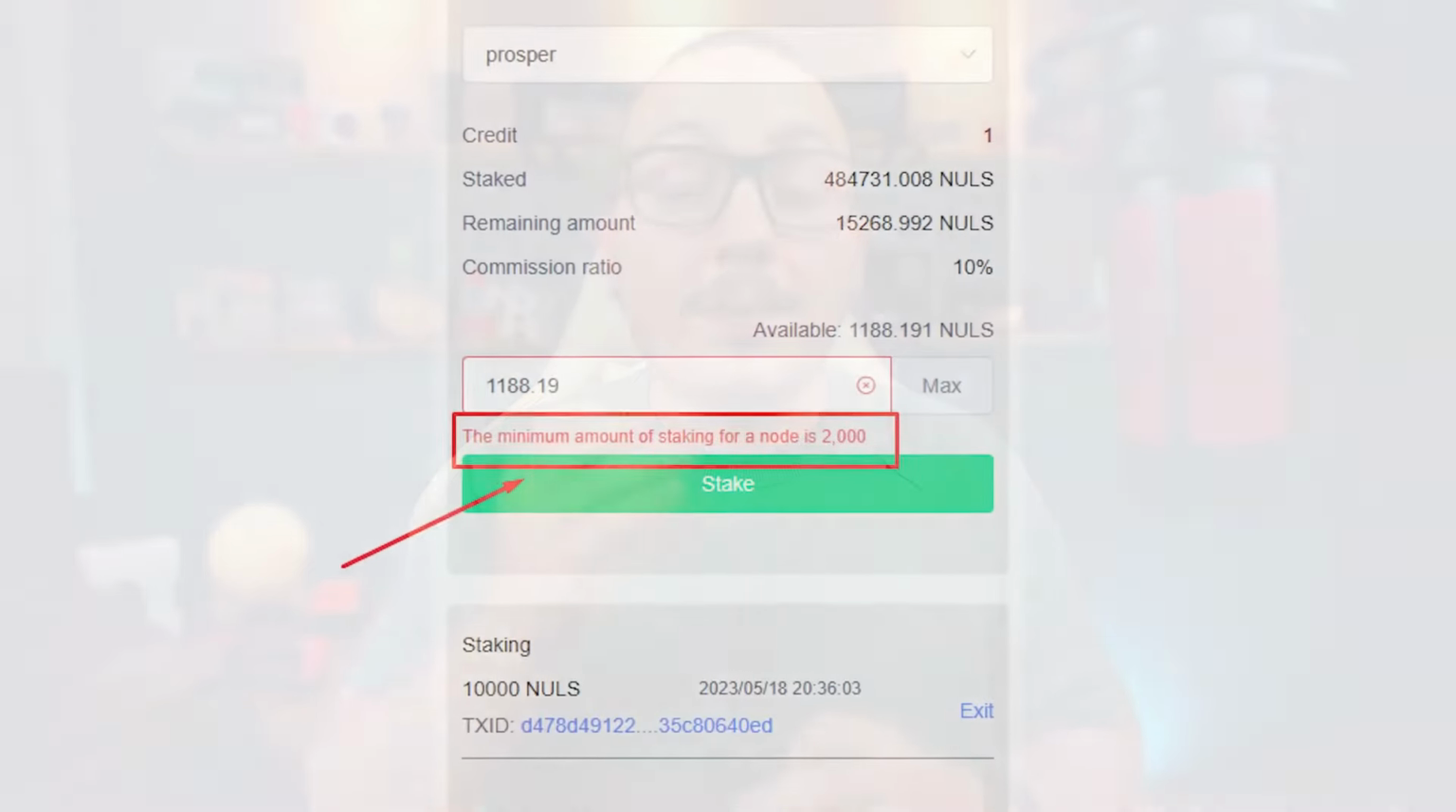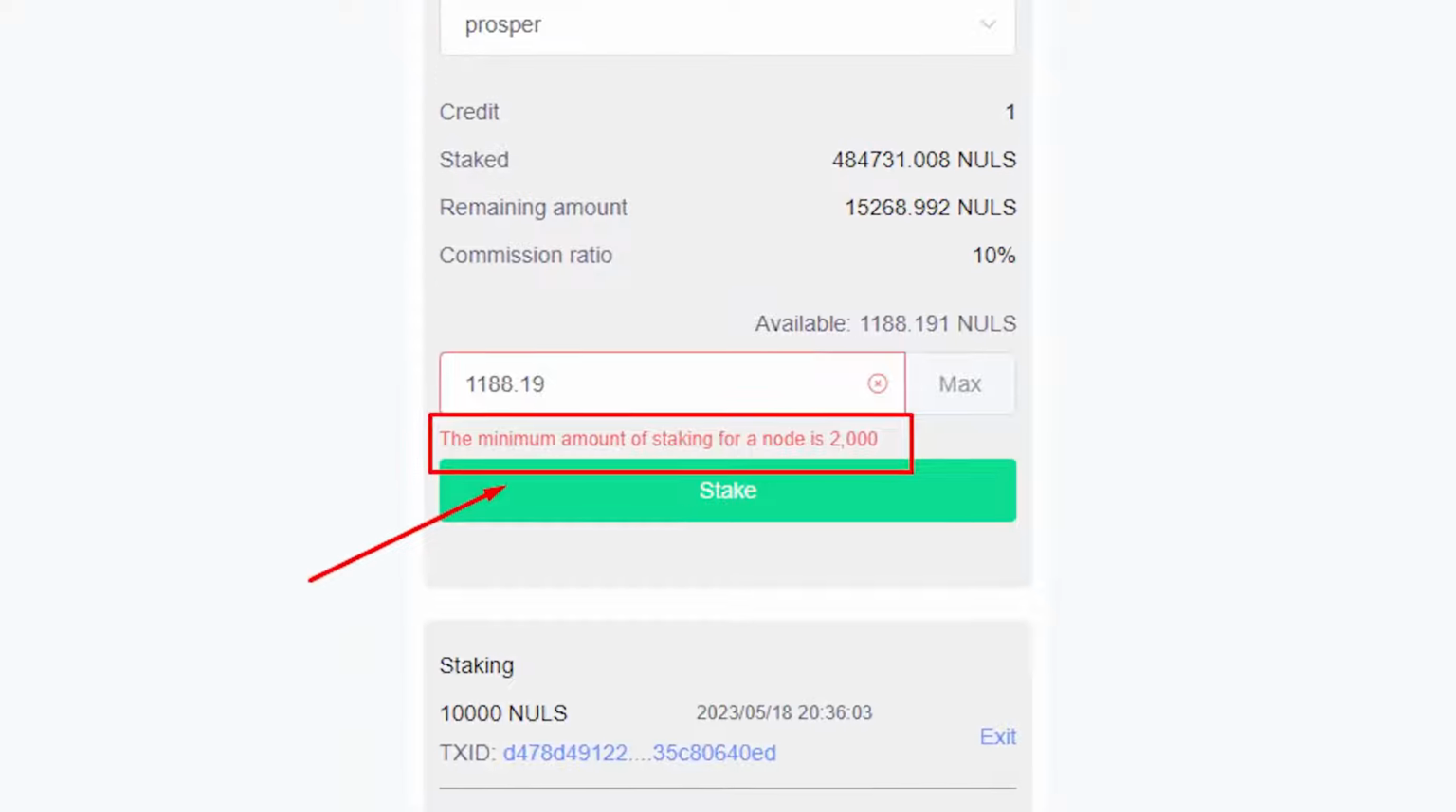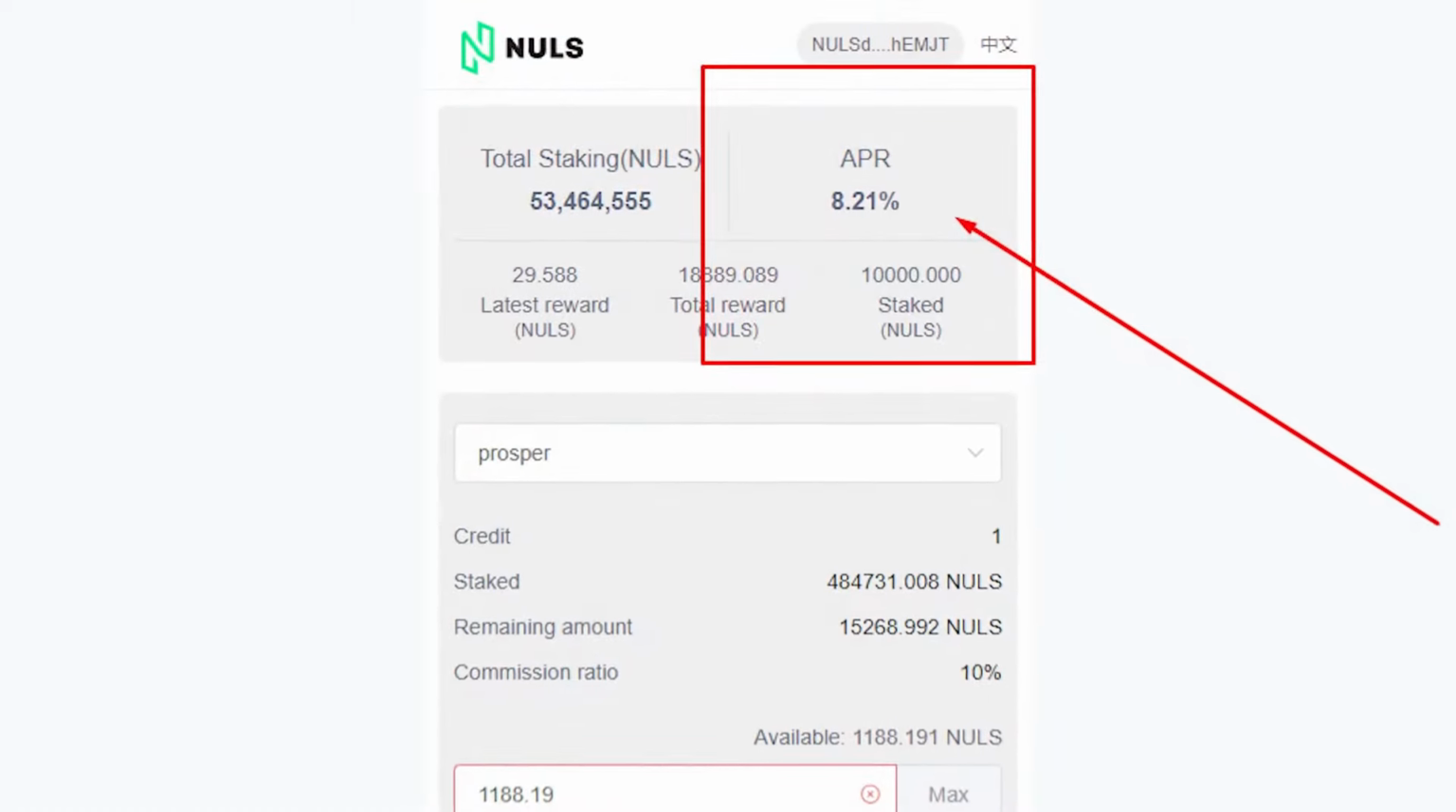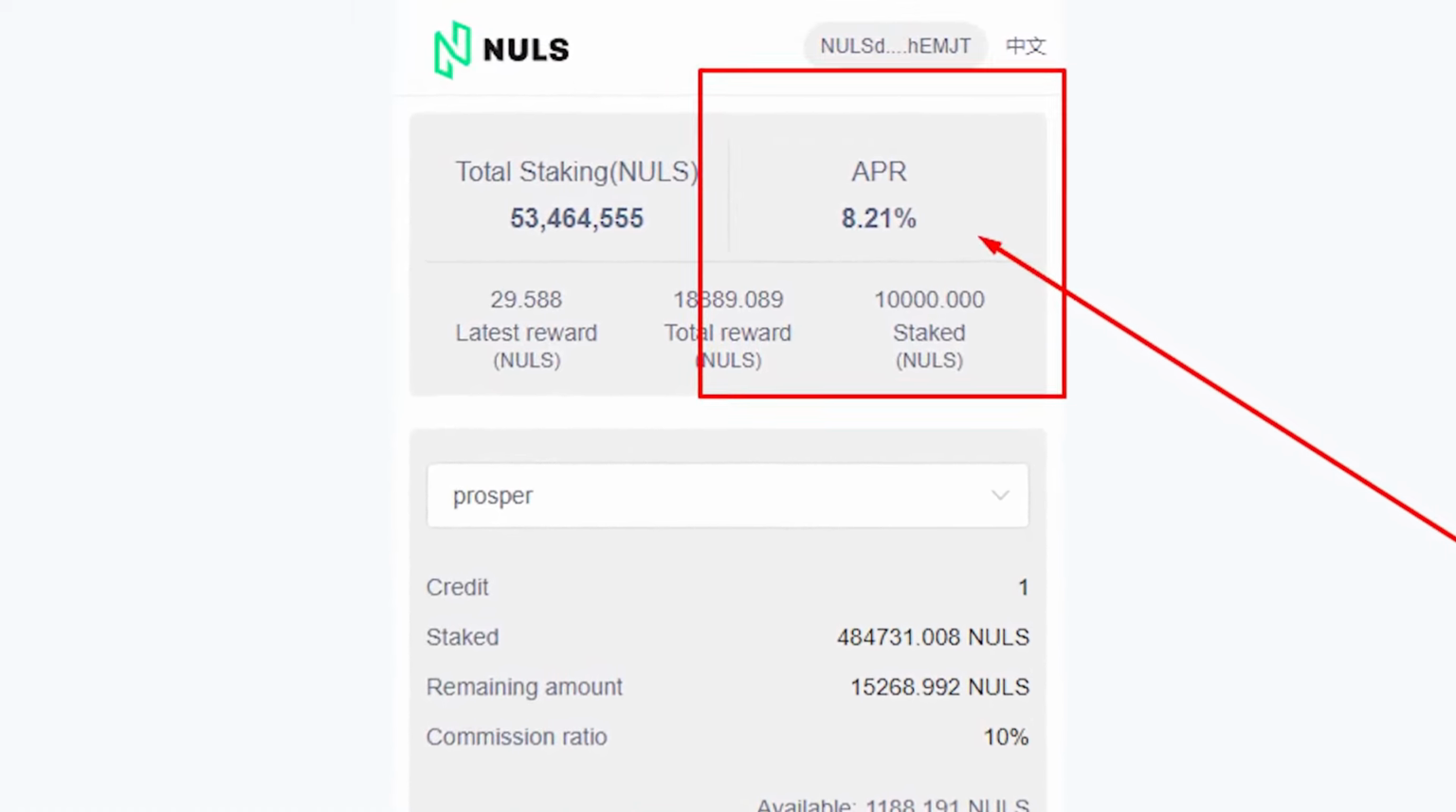To delegate your Nuls in the native stake, you need a minimum of 2,000 Nuls. But if you have less than that, no worries, because I'll provide more accessible options in this video. The APR, annual percentage rate, for this option is around 8%, a little more than that actually. This means you'll have an approximate annual yield of 8%, without considering reinvestment.